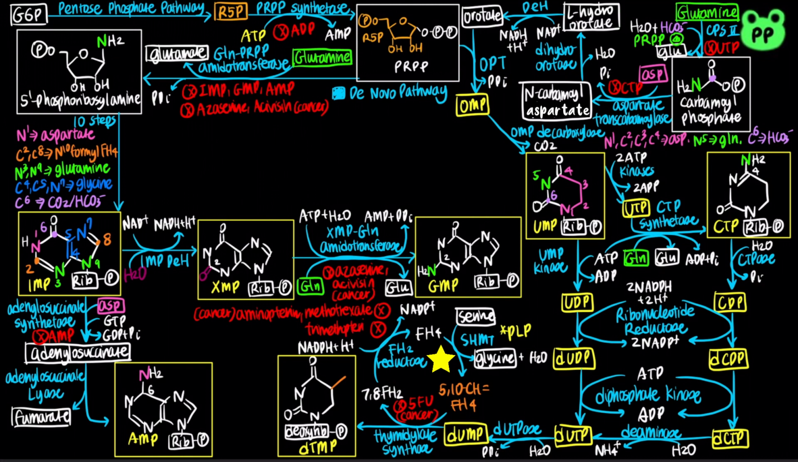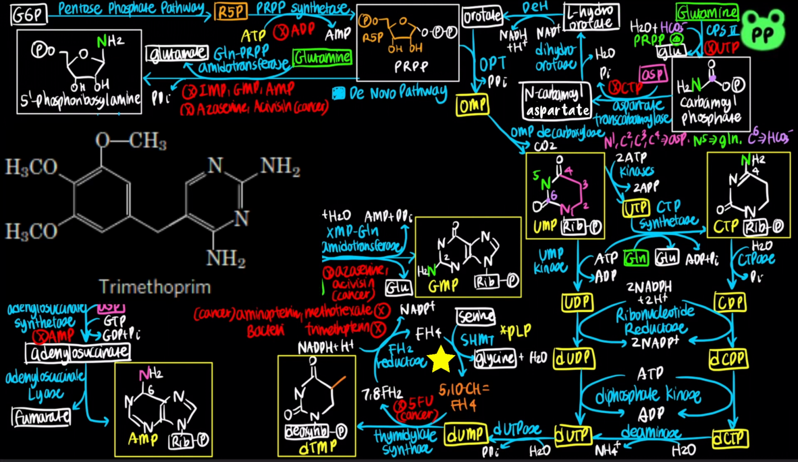On the other hand, the antibiotic trimethoprim inhibits bacterial dihydrofolate reductase nearly 100,000 times better than the mammalian enzyme. Therefore, it is used to treat certain urinary and middle ear bacterial infections.